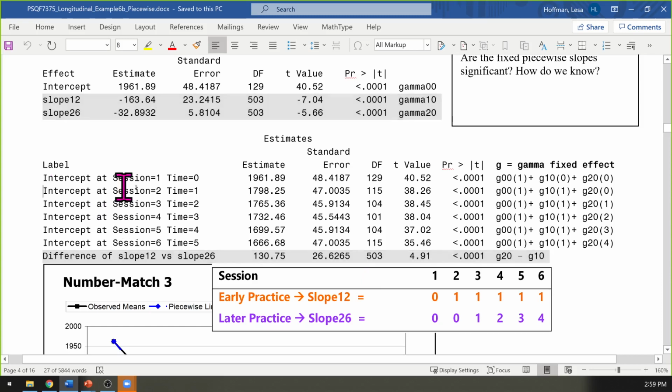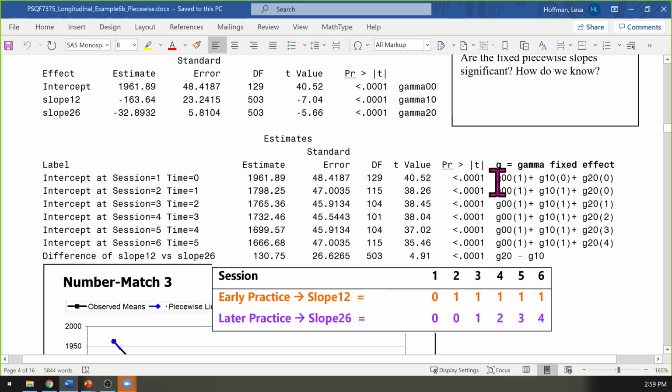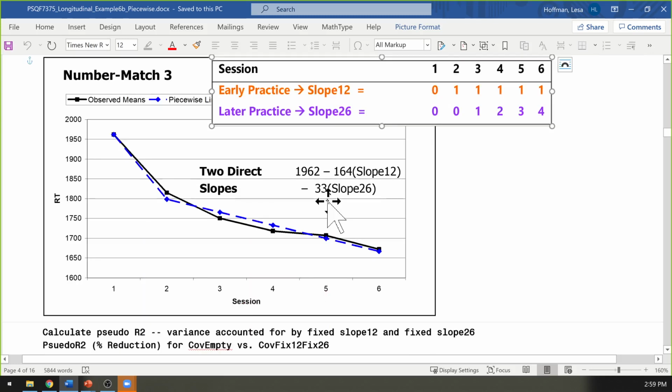And here are the predicted response times at each occasion. Here are the equations for how I got them. The values in parentheses are the corresponding values for how I created the predictor variables. And here's how I did. Not bad, right? This is pretty good. So we got the mean side taken care of. In the book, I added a quadratic component to the second piece here, and it didn't help anything, so we don't need that.